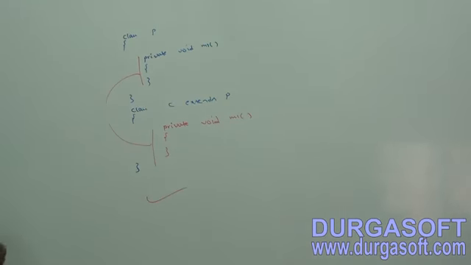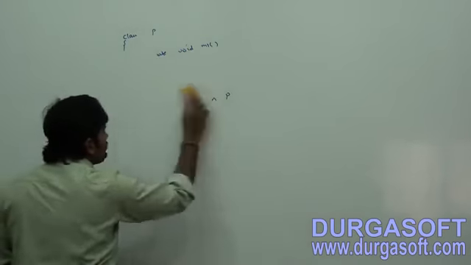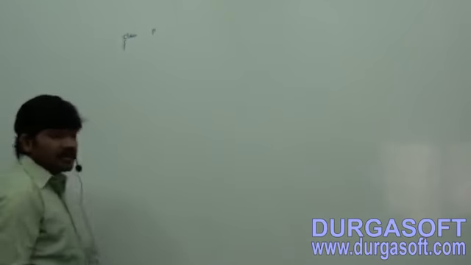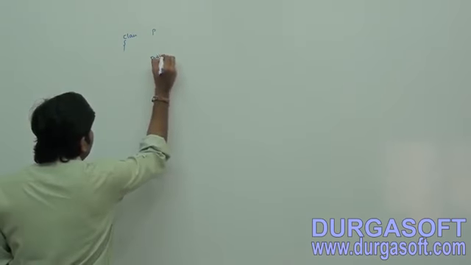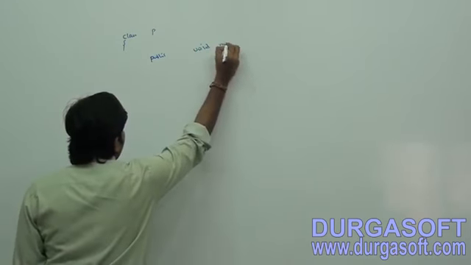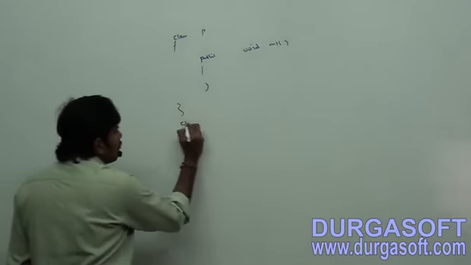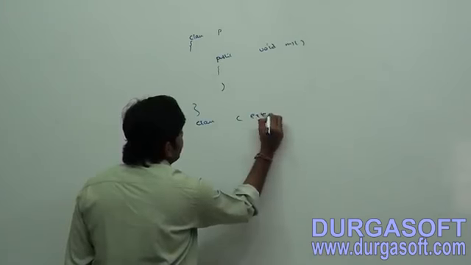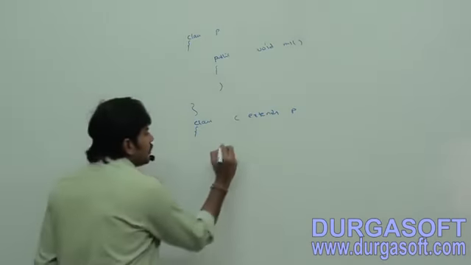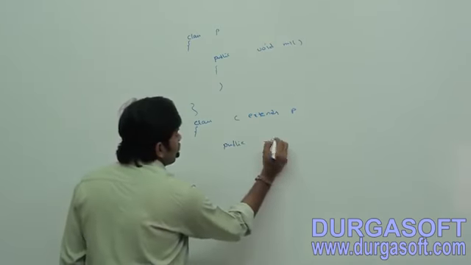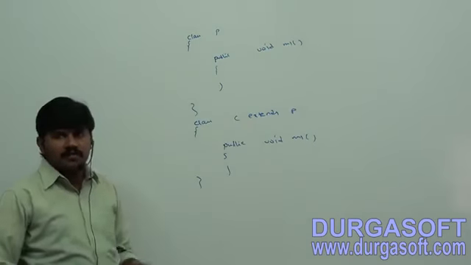This is about private methods: we can't override them. If you want, you can define the same method, but it's not the overriding concept, right? Sir, here I have one public method, public void M1. Analyze this one. Class C extends P. Here I am taking public void M1. Is it a valid overriding or not? Valid. Public void M1, public void M1.